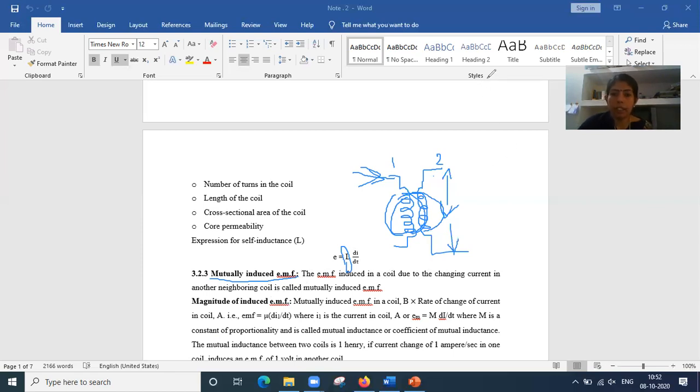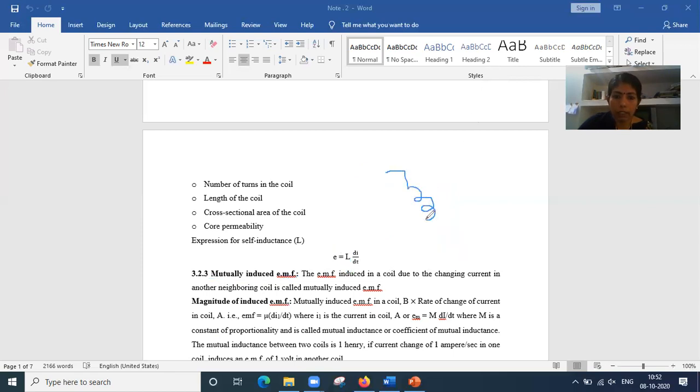Let me explain once more. In the first coil we apply a current I, and it will produce a magnetic field in this coil. A nearby coil placed near the first coil will also be linked with this varying magnetic field. So the varying magnetic field produced in the first coil will produce an EMF in the second coil. That EMF is known as mutually induced EMF.